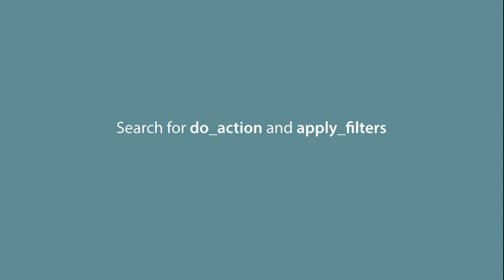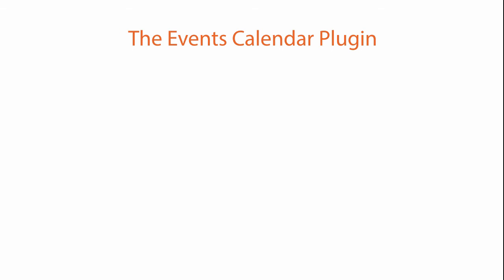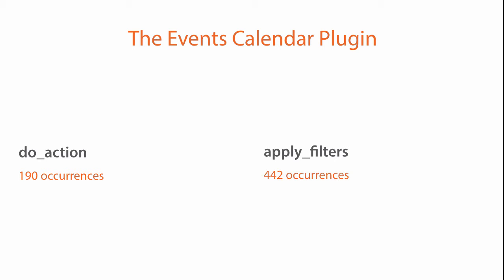To see if the plugin that we want to modify provides any way for us to modify it, we need to do a search within all the plugin files for calls to doAction or apply filters. If we take an example of the events calendar plugin and do a search for doAction, we end up with 190 occurrences. So that's 190 actions that we can hook into. If we do a search for apply filters, we get 442 occurrences. That's a lot of filters that we can hook into.